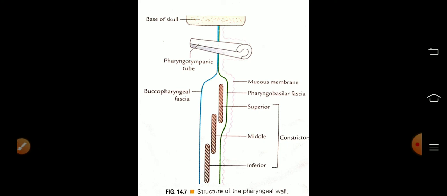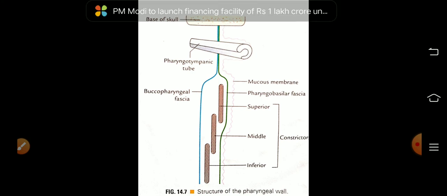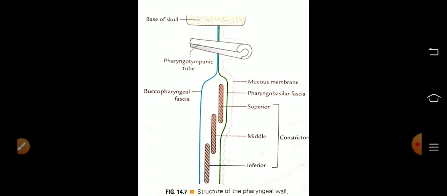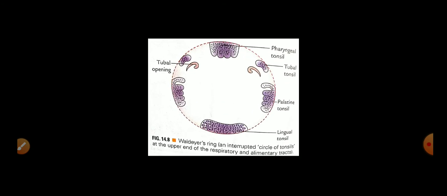So this is about the muscular layer. We'll study the pharyngeal muscles later, and there is an outermost fascia called buccopharyngeal fascia. From the name itself, you can easily understand this fascia. It covers the pharyngeal muscles and the buccinator muscles, so it is called buccopharyngeal fascia. So this is simply about the pharyngeal wall layers.